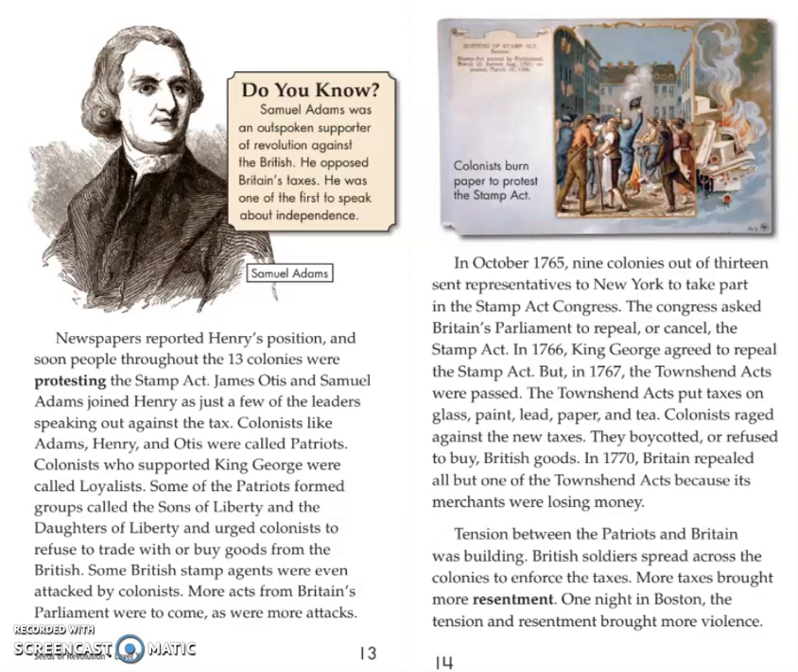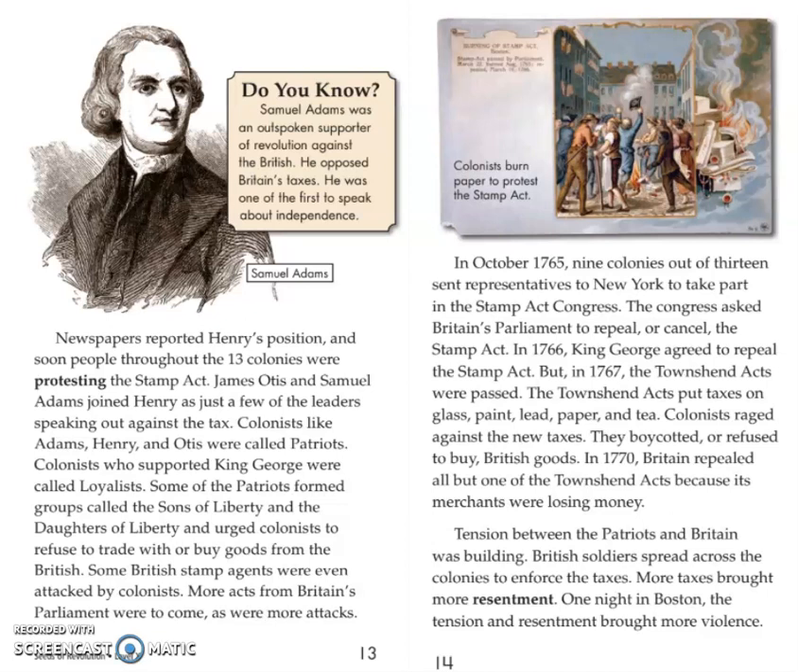But in 1767, the Townshend Acts were passed. The Townshend Acts put taxes on glass, paint, lead, paper, and tea. Colonists raged against the new taxes. They boycotted or refused to buy British goods. In 1770, Britain repealed all but one of the Townshend Acts because its merchants were losing money. Tension between the Patriots and Britain was building. British soldiers spread across the colonies to enforce the taxes. More taxes brought more resentment.